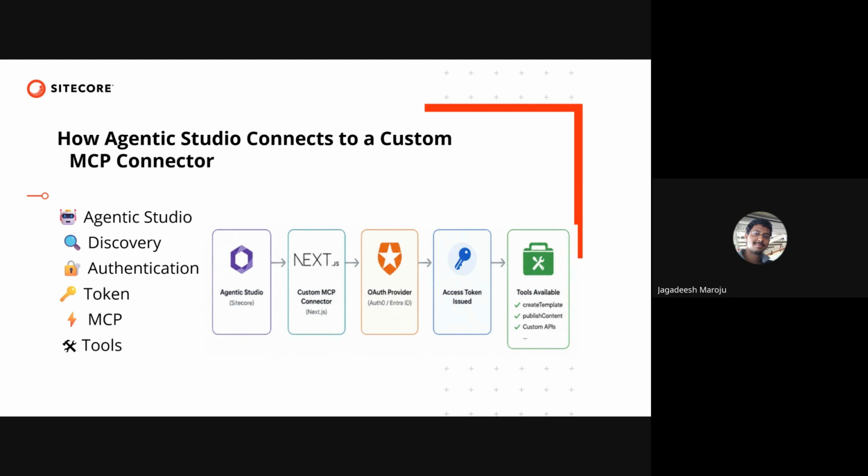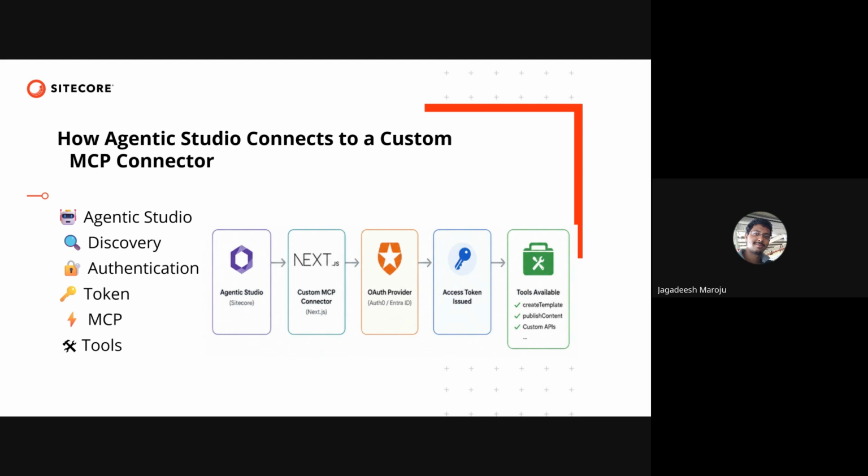Basically, it calls the protected resource metadata endpoint, and then the authorization server metadata endpoints under the well-known path. These endpoints tell the Agentic Studio where the authorization server is and how the OAuth flow should be performed. Once the metadata is available, Agentic Studio performs dynamic client registration. During this step, the connector returns a client ID and a client secret, allowing Agentic Studio to establish trust with the connector.